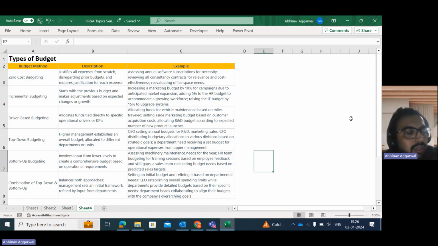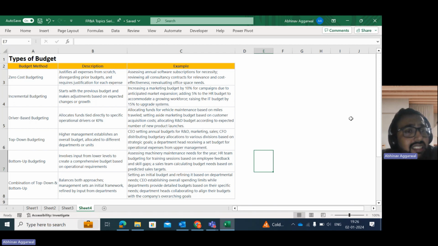The second and the easiest method is incremental budgeting, which is recommended for smaller businesses, wherein they consider the previous budget and make just adjustments based on expected changes or growth. For example, if you had a marketing budget last year, whatever the number, you are just taking an increase of 10% due to anticipated market expansion, or you are increasing 5 or 10% to your cost considering inflation. That is how incremental budgeting works. It considers the prior budget, does an adjustment, and arrives at the current year budget.